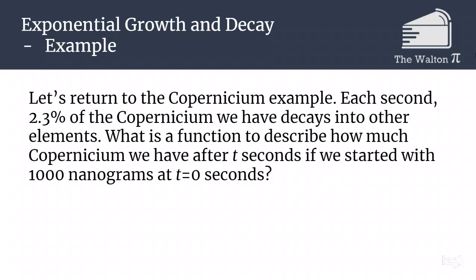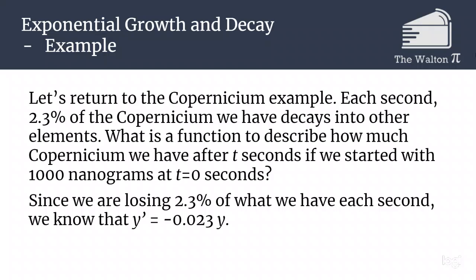If we go back to our example with copernicium, every second 2.3% of the copernicium we have will decay into another element. So if we are trying to find a function that describes how much copernicium we have after t seconds, if we started with 1,000 nanograms at t equals 0, we would be able to use the form y equals c times e to the kt to help us figure this out.